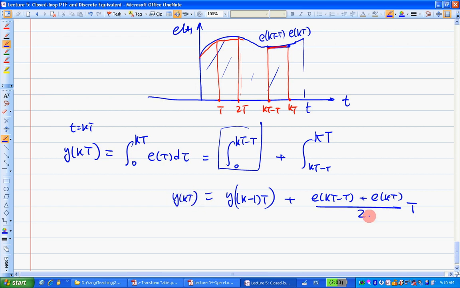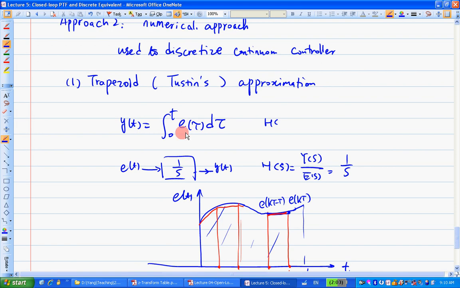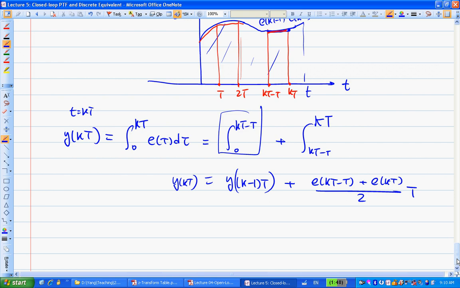So this is a difference equation. Now, you don't see any integral anymore, right? This is a difference equation, and this difference equation is the equation to approximate this integral. But we don't really need the difference equation.